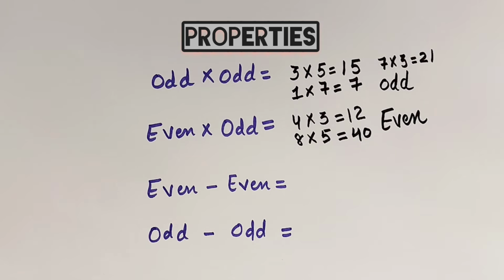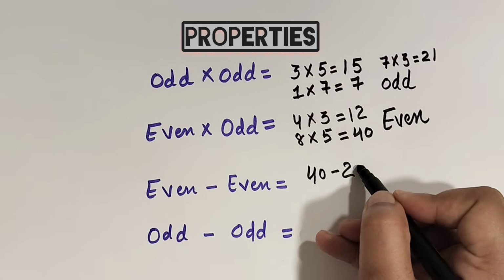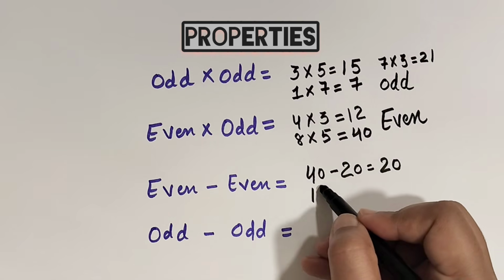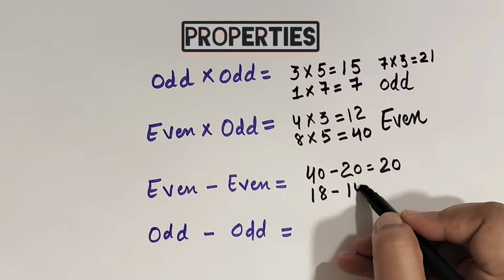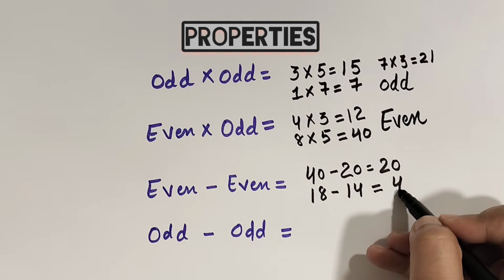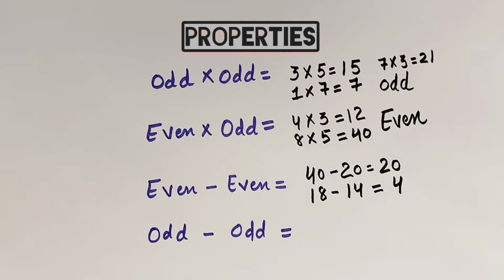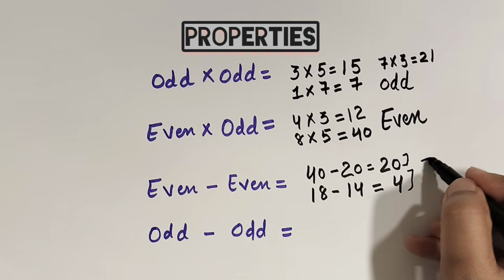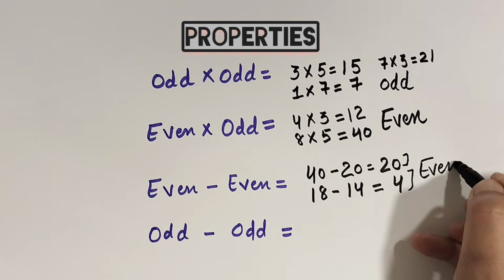Now let's see what happens when we subtract even from even. So 40 minus 20 is equal to 20 here. 18 minus 14 is equal to 4 here. So you can see that even minus even is also an even number. So the result is even here.